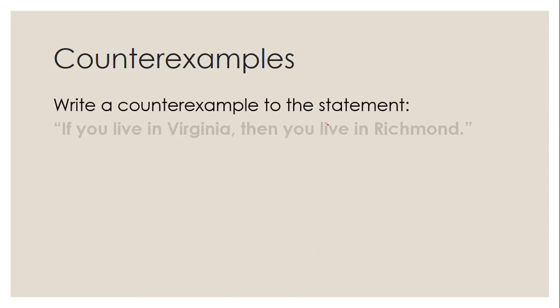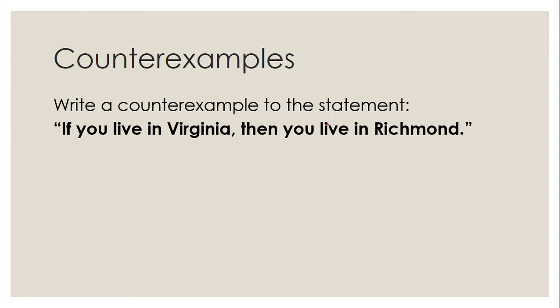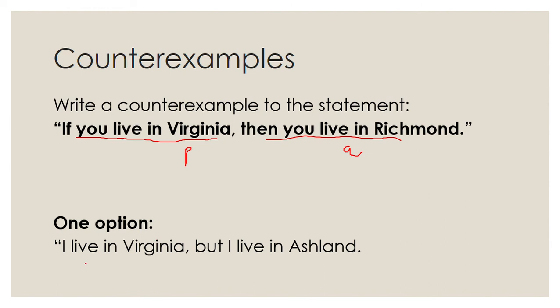If I had to write a counterexample to the statement, if you live in Virginia, then you live in Richmond. My counterexample needs to have this first part be true, so P needs to be true, and Q needs to be false. So I need to have someone that lives in Virginia, that is true, but then they don't live in Richmond. So here's a potential option, and you have a lot of different choices here. I said, well, I live in Virginia, so P is true, but I live in Ashland. So that means Q is false. I don't live in Richmond, I live in Ashland. So that is a counterexample that would prove this sentence wrong.